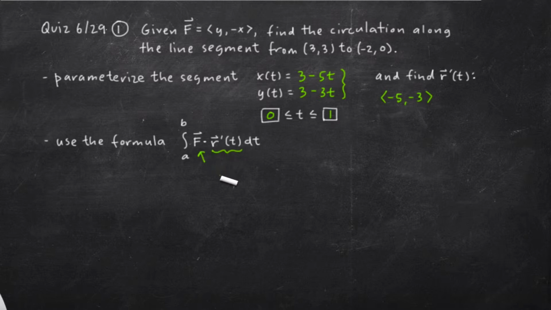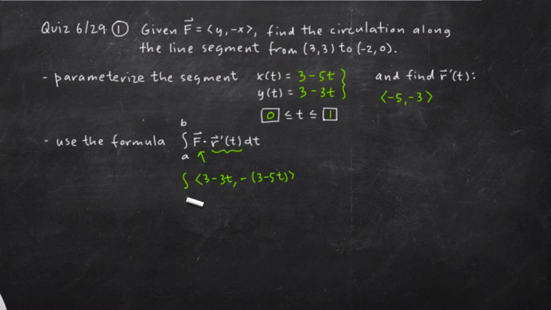F, on the other hand, we have to remember is going to equal y comma negative x, where we substitute in what x and y are along this curve. That's going to locate us on the surface above this line segment. So y is 3 minus 3t, comma, and then F says we put negative x, and x is 3 minus 5t, so that would be negative, 3 minus 5t.